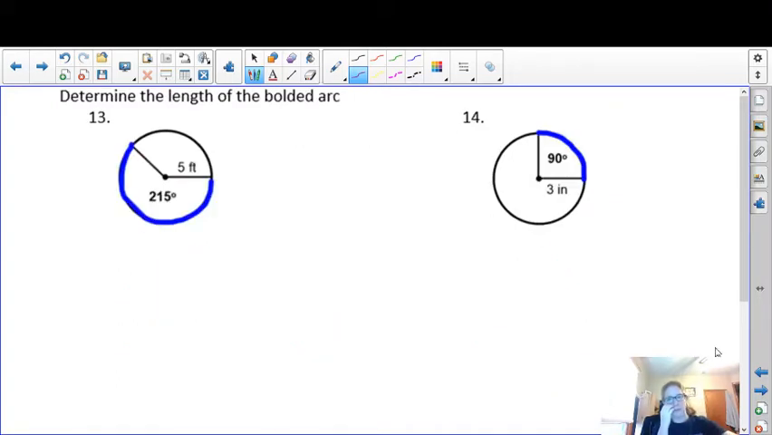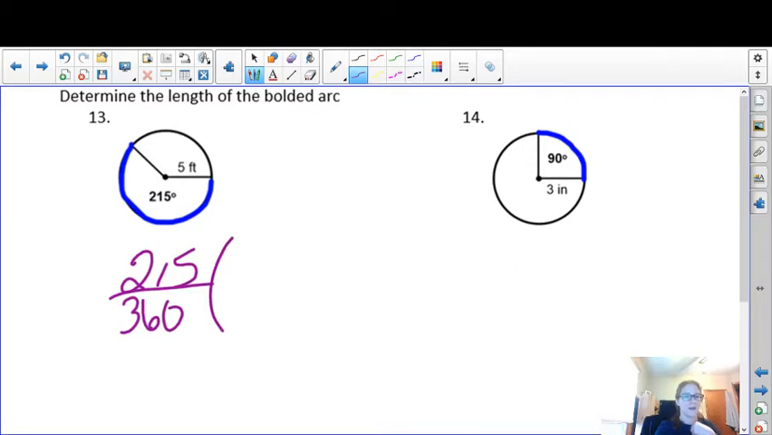Number 13 and 14 are asked to find the length, so that's going to be following our circumference formula. So I'm going to go ahead and take the degree I'm given, which is 215, divided by 360, times my radius times 2, or my diameter. In this case, I'm given the radius, so we need to multiply that by 2, times 10.